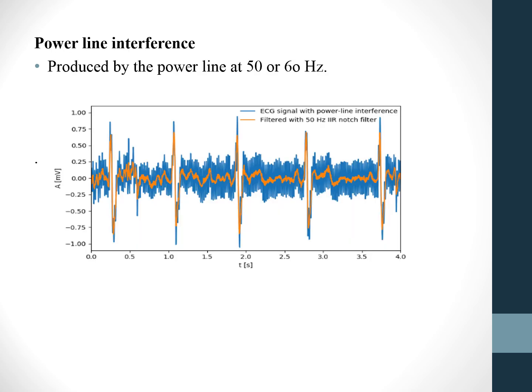Now the second one is power line interference. Power line interference is of course produced by the power line, which is at 50 or 60 Hz. Whenever the ECG signal contains this type of noise, it will look like the signal in blue. Upon filtration, it will look like the signal in orange.